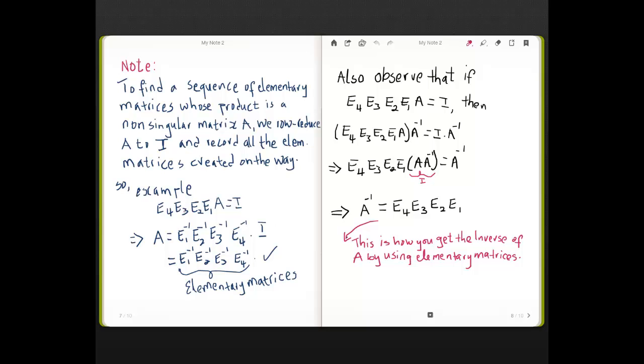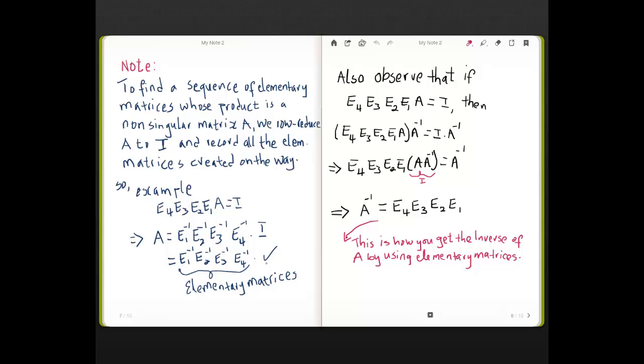Now I know that each of these elementary matrices is invertible and their inverses are actually elementary. So I can multiply both sides by the inverses of the elementary matrices to have A equals E1 inverse, E2 inverse, E3 inverse, E4 inverse times I. But since I is the identity matrix, it just falls off and I end up with A equals E1 inverse, E2 inverse, E3 inverse, E4 inverse. What have I done? I have succeeded to write A as the product of elementary matrices.